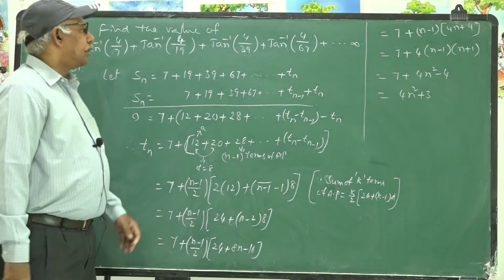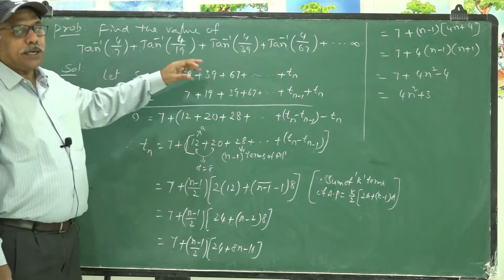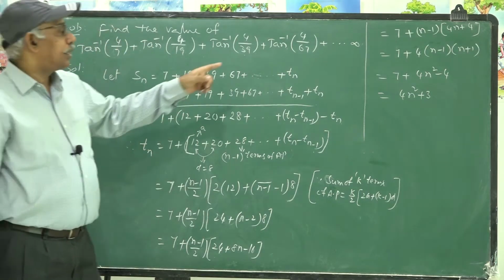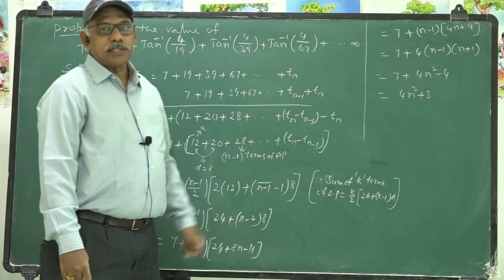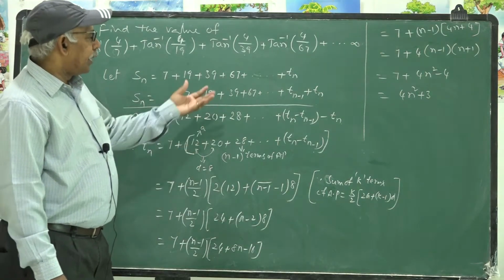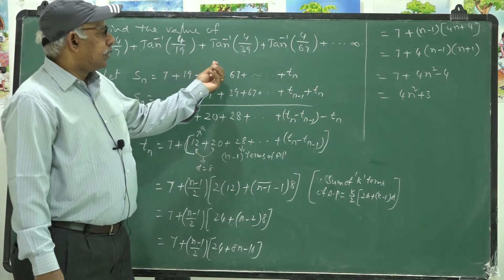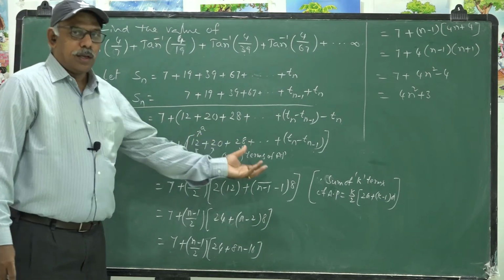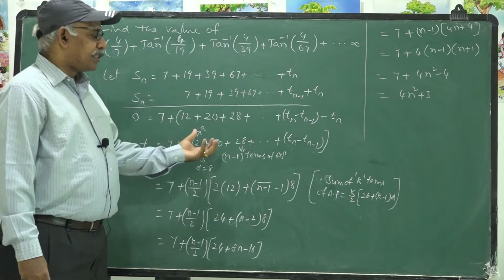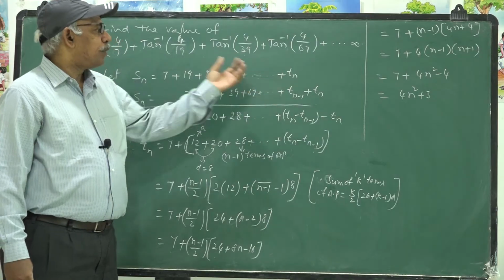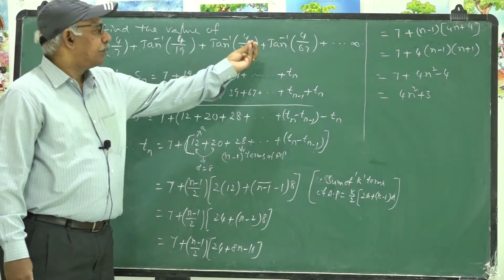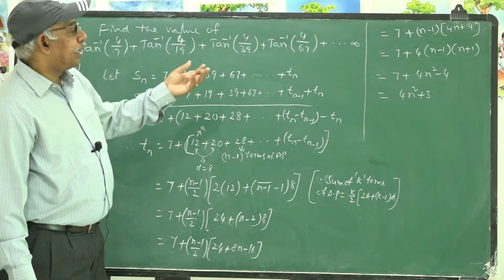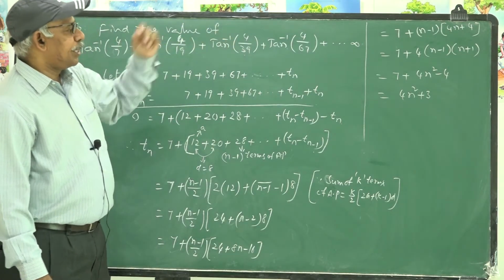From this, the denominator of the nth term of the series is 4n square plus 3. We can obtain it in this way using the difference method of AP. Based on the difference method of AP, you can find the nth term of the denominator of the nth term in the series.